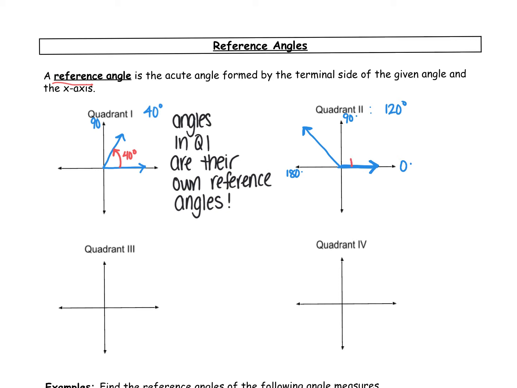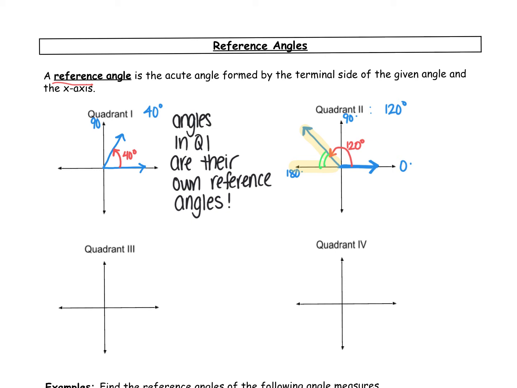And from here to here is 120. So let's see where the reference angle is going to be. It's between the terminal side of the angle and the x-axis. Well, this is the terminal side of the angle, and this is the x-axis. So it would be this angle in here, I'll use green, would be my reference angle.